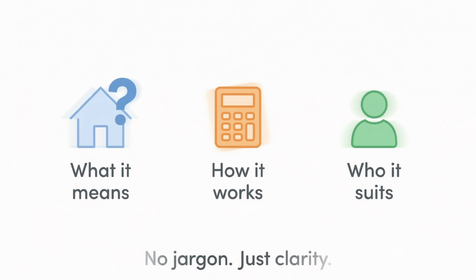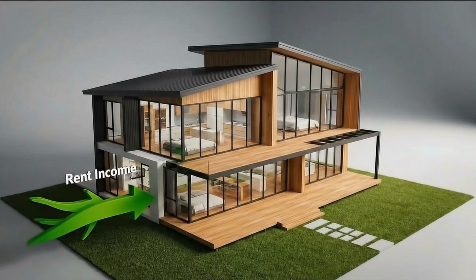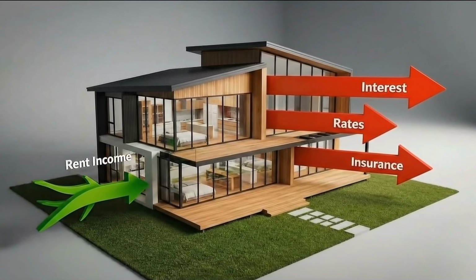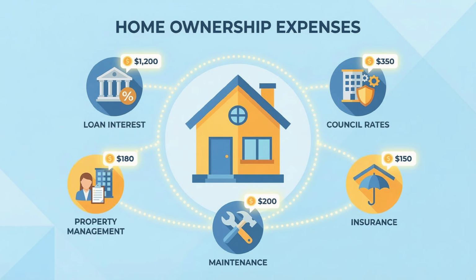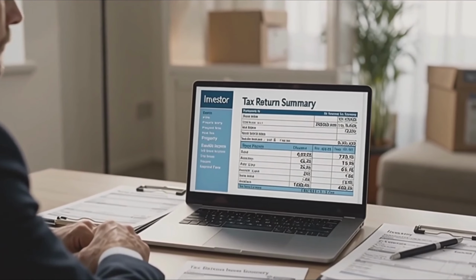Let's start with the basics. Negative gearing occurs when the costs of owning an investment property are higher than the income it generates. In simple terms, the property runs at a loss each year. The rent you receive does not fully cover expenses such as loan interest, council rates, insurance, maintenance, and property management fees. So why would anyone choose a strategy that involves losing money?